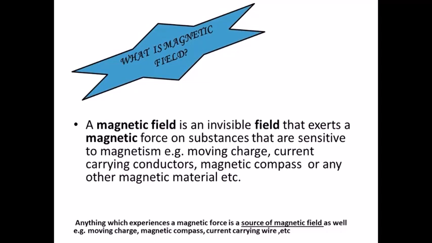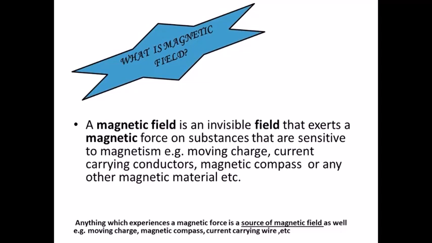If we put any of the four in the external magnetic field, they will experience some magnetic force and their direction of motion changes, or they themselves start to move, they themselves start to deflect from their original path. Now there is an interesting fact that I would like to share with you, that anything which experiences a magnetic force is a source of magnetic field as well.